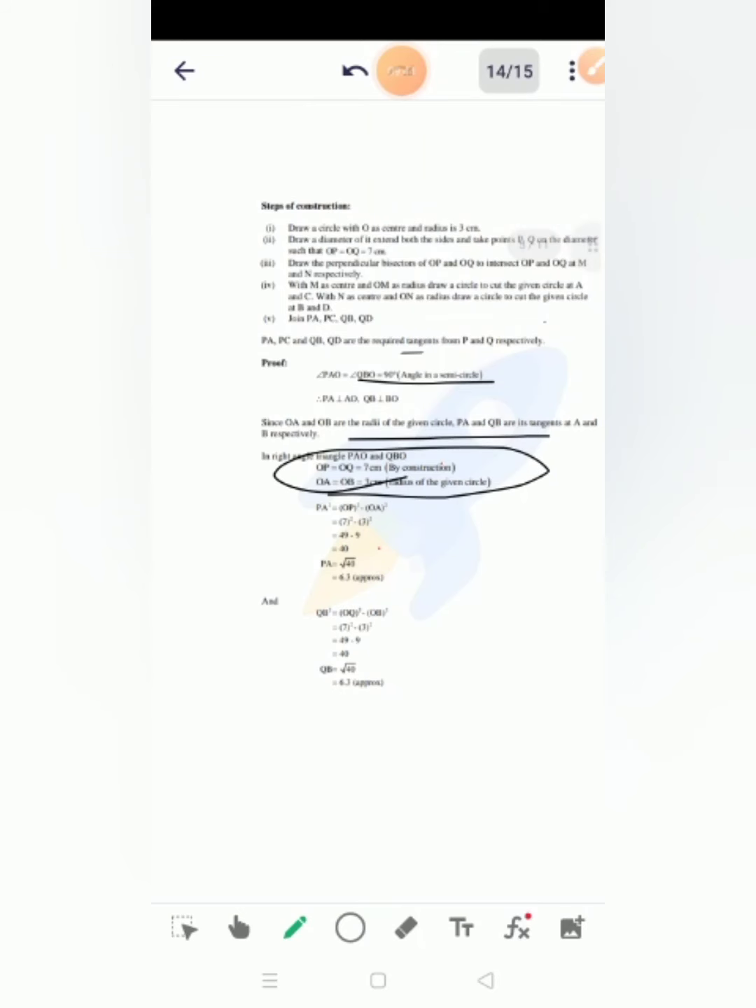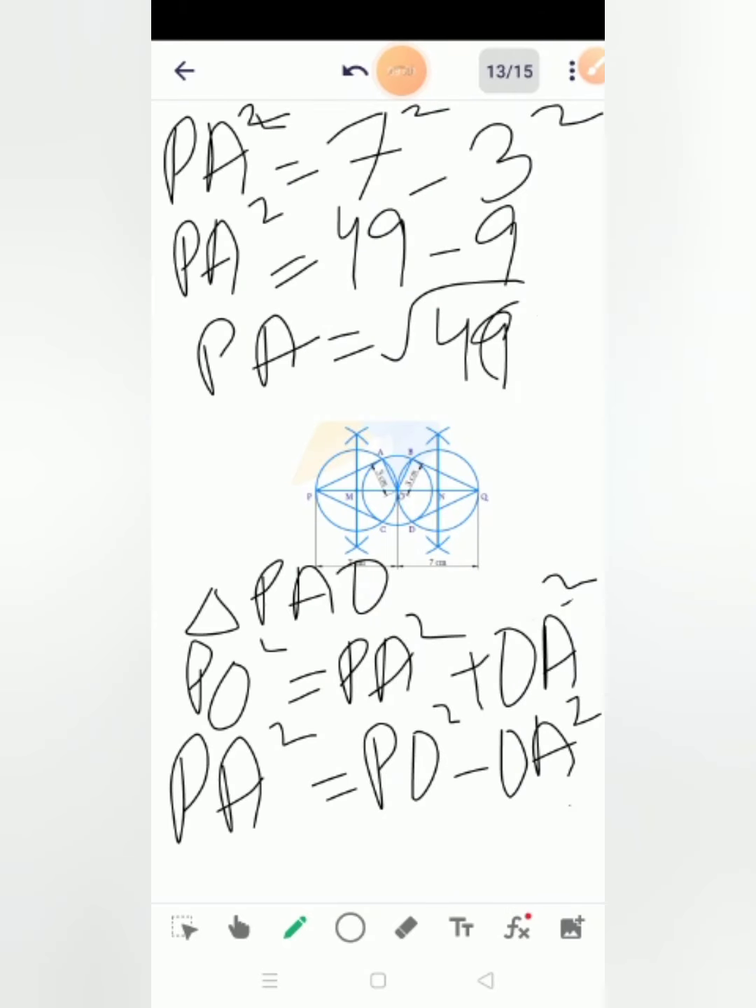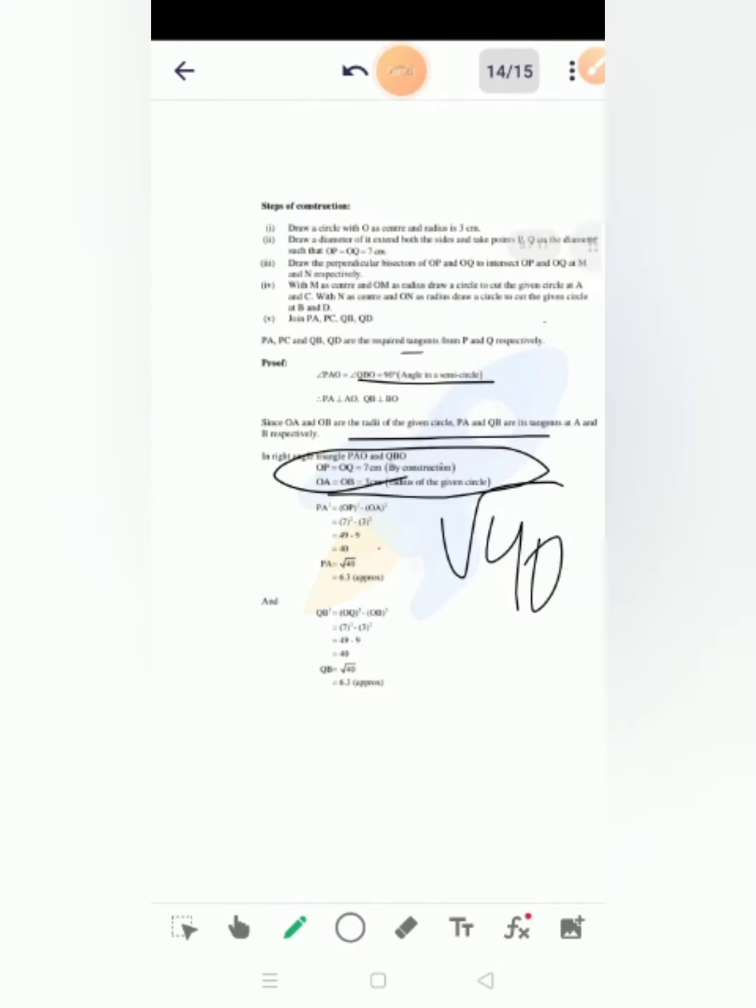Oh, I got 49. It's only root over 40 because they are minusing, right? Yeah, I was summing up. It would be root over 40, okay? Root over 40. I got root over 40. And when you solve this, you will get 6.3 approximately.